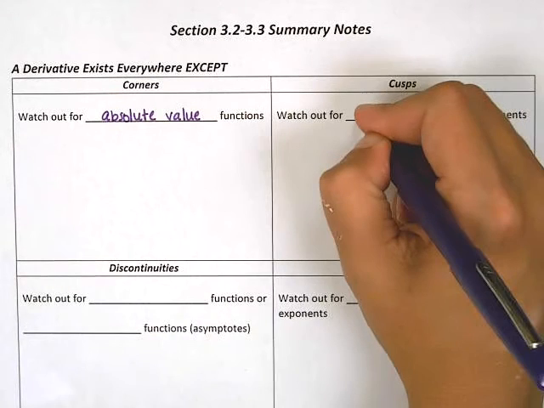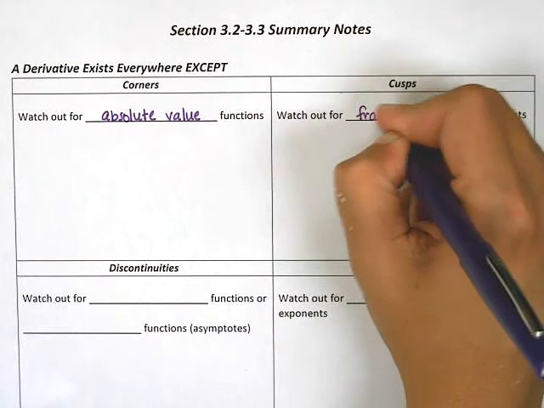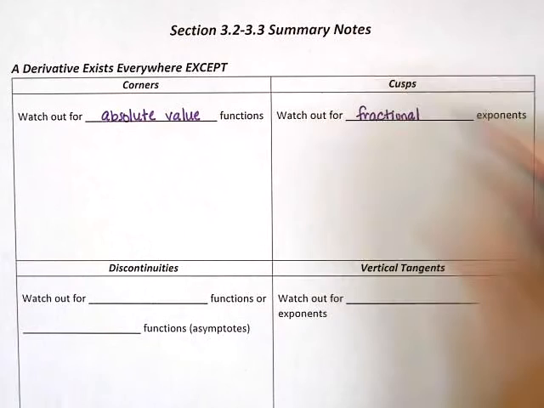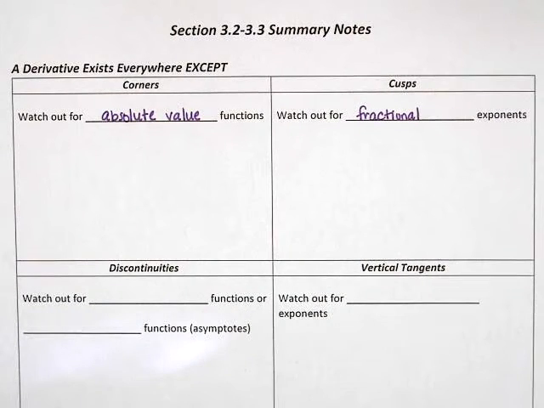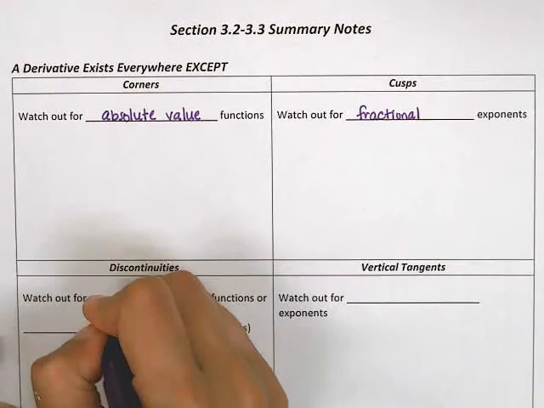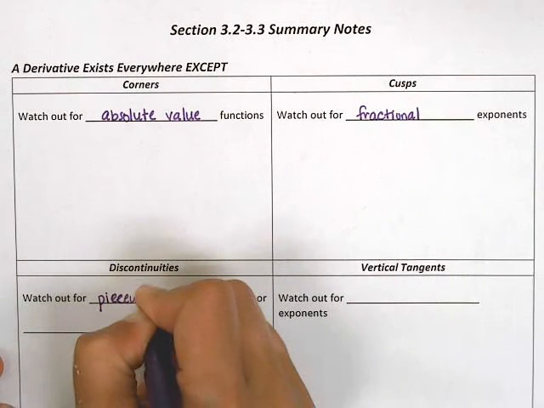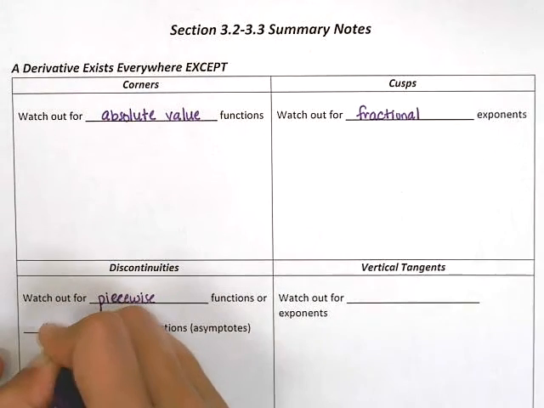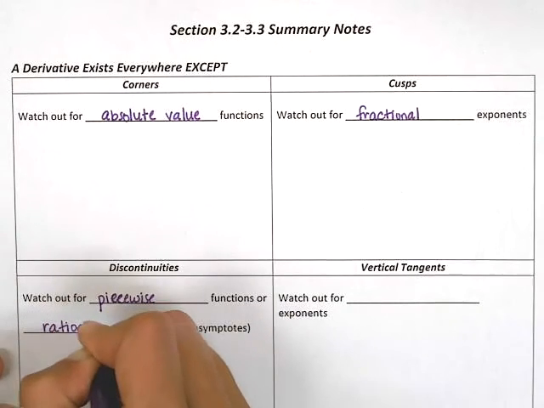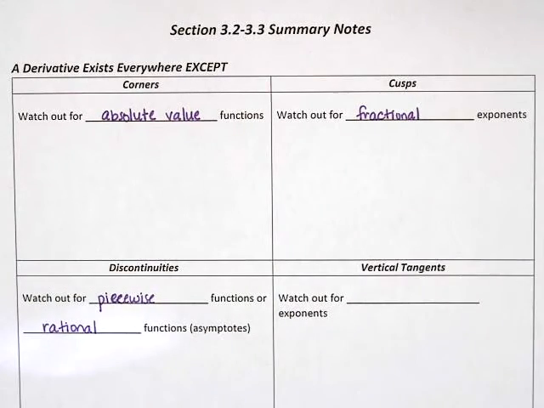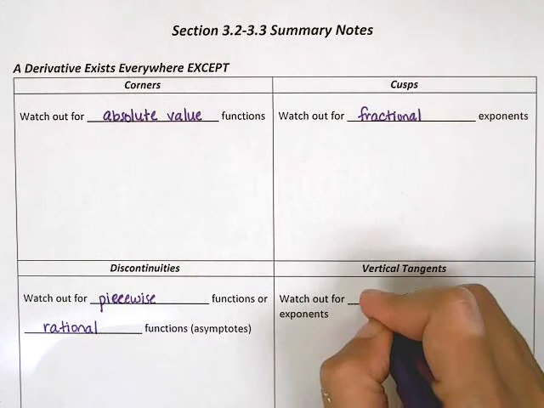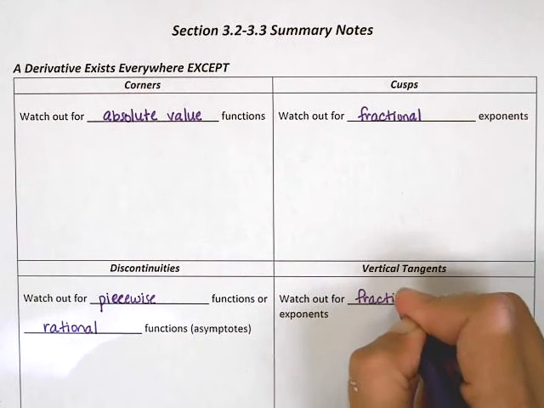Cusps. Watch out for fractional exponents. Discontinuities. Watch out for piecewise functions or rational functions. And vertical tangents. Watch out for fractional exponents again.